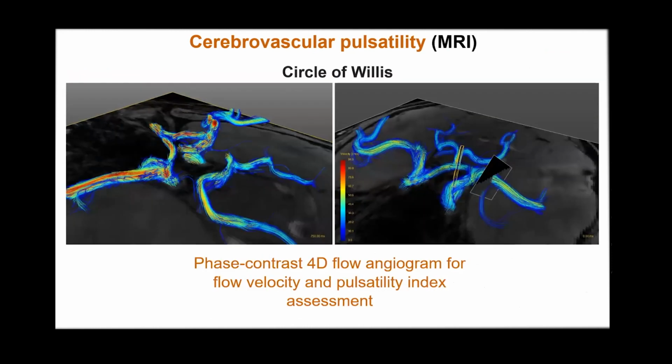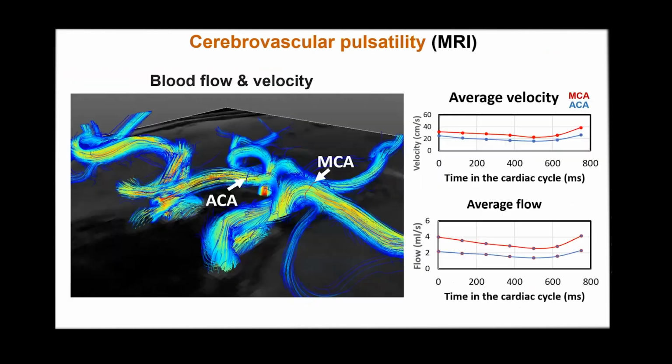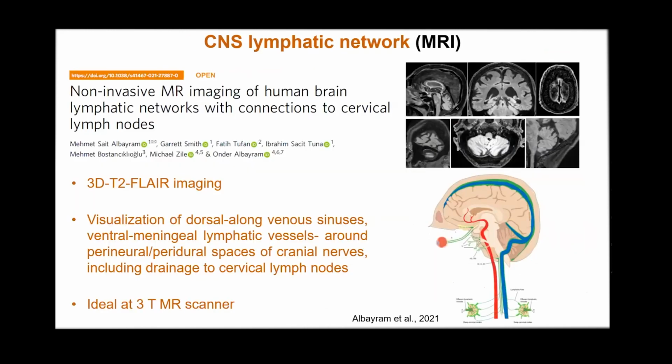This is from our optimizations where we get these 4D angiograms of the circle of Willis, and then we measure the blood flow and the velocity and derive the pulsatility index. This is quite recent, which uses T2 FLAIR imaging to delineate the CNS lymphatic network along the venous sinuses, along the perineural spaces, along the cranial nerves, and you can track it down to the cervical lymph node.